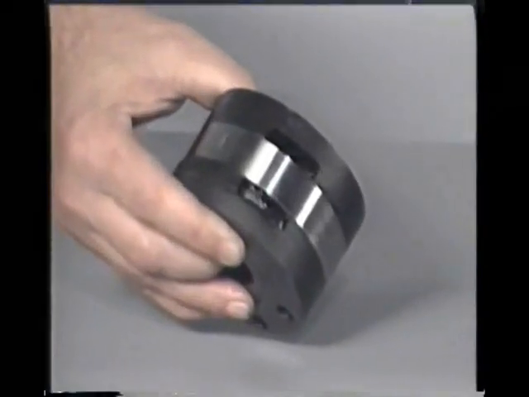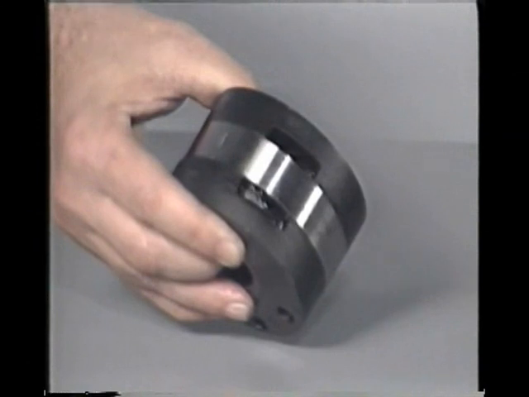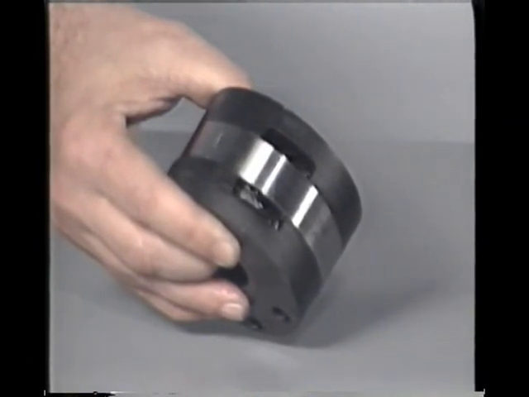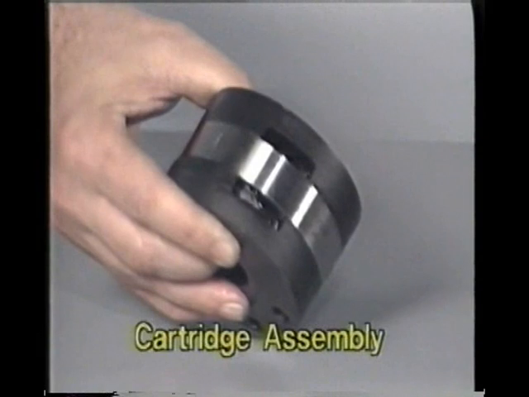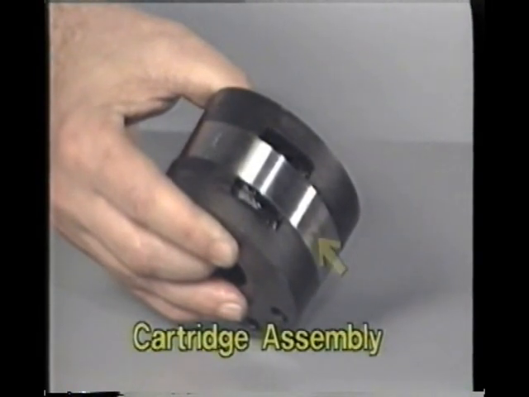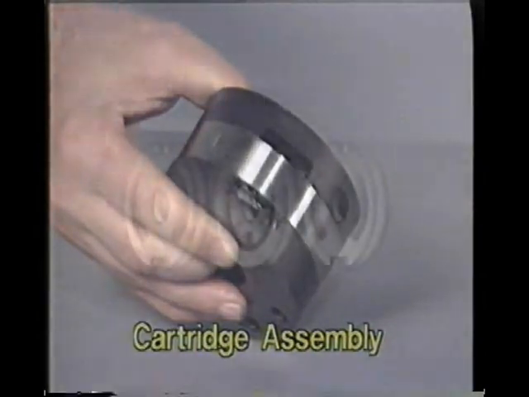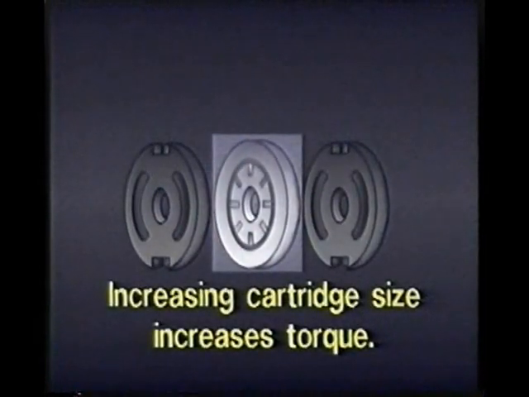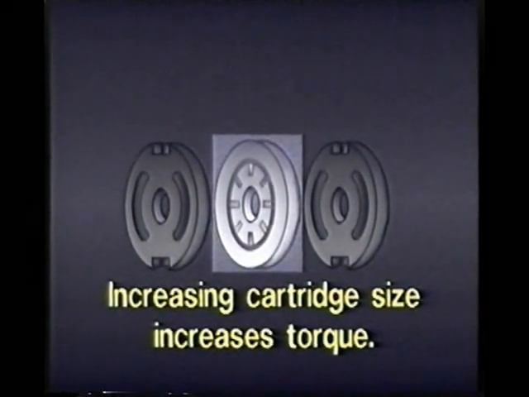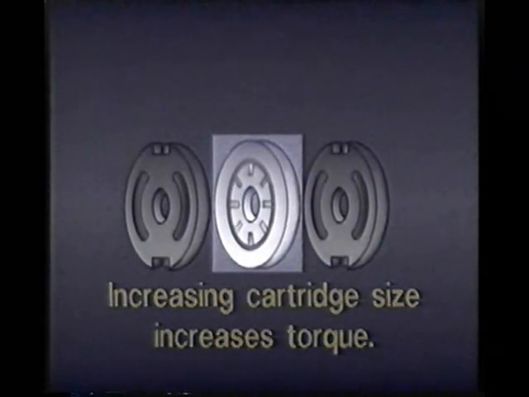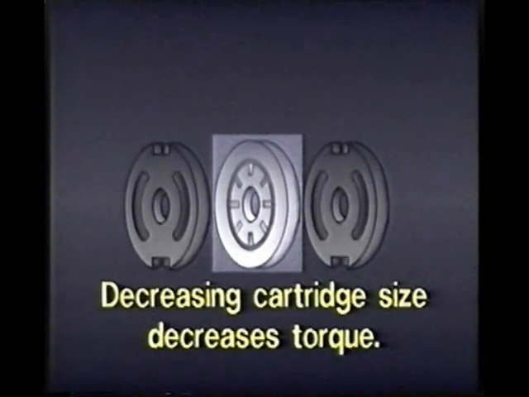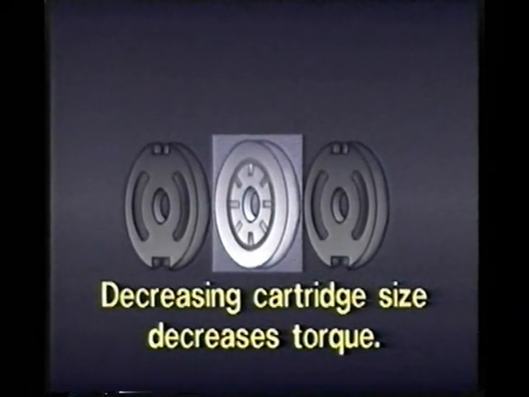The size of a motor means its displacement, or how much fluid it can hold. In a vane-type motor, changing the displacement can only be done by changing the cartridge assembly, which is the rotating group and the cam ring sandwiched between the port plates. Increasing the size of the cartridge assembly without changing the pressure will increase the torque, because the vanes of the larger cartridge assembly have more area exposed to pressure. Decreasing the size of the cartridge assembly without changing the pressure will decrease the torque, because the vanes in the smaller assembly will have less area exposed to pressure.